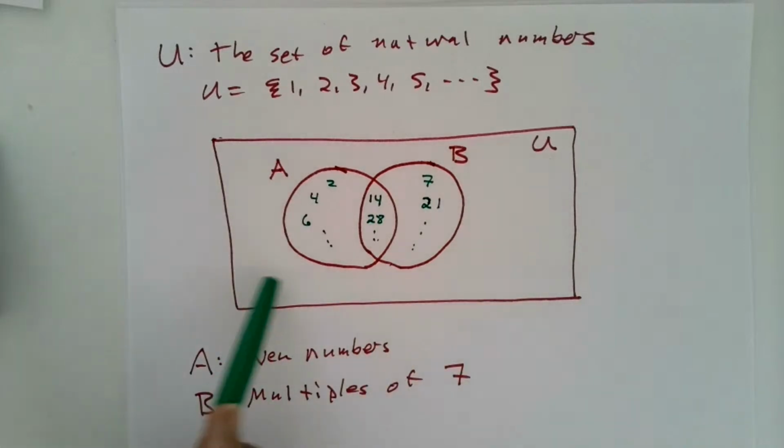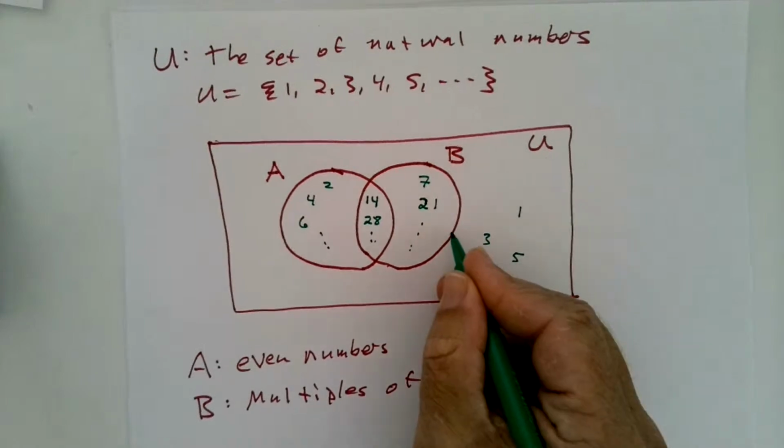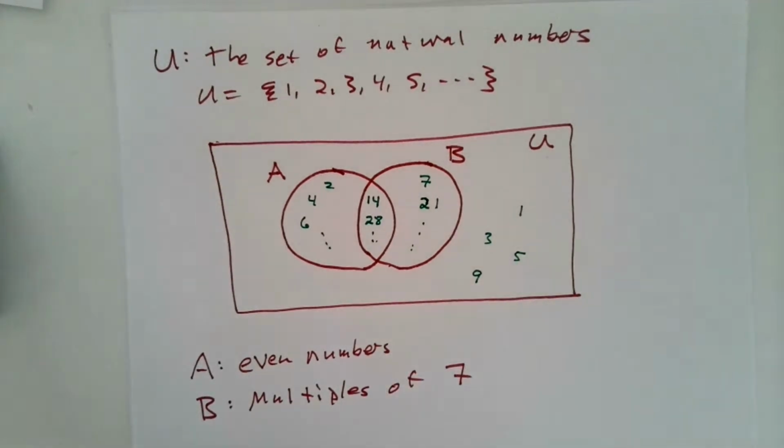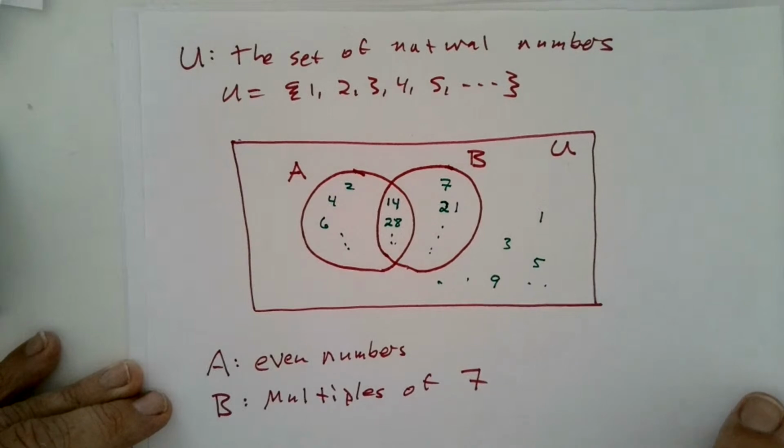But again, you can see that we have numbers in each of 4 regions. Numbers out here that are neither in A nor in B. So they're not even, they're not multiples of 7. I guess 1 would be out here. 3 would be out here. 5 would be here. 7, not 9 would be out here. And again, a whole lot more numbers out in that direction. So those are the various kinds of Venn diagrams that we can have. And there really are 4 regions for us to look at. And we can count the number of items in each region.